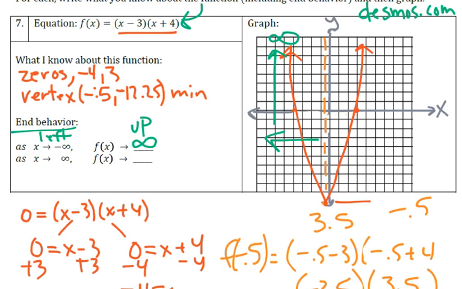Now let's look at the other one. As x approaches infinity, so as we look to the right, where is f of x going? Up, down, or a number? Well, it's going up, so we call that infinity.